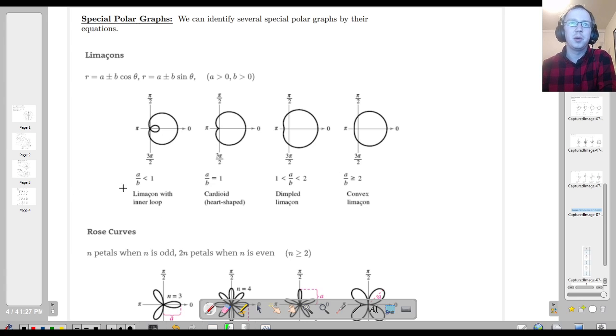Again, you don't have to memorize, is this when a over b is less than 1, etc. Those things are not important for this course. I just want you to be able to look at a picture and say, oh, okay, I've seen that shape before. That's a limacon, or whatever. Okay, so let's look at those special shapes we're going to see.